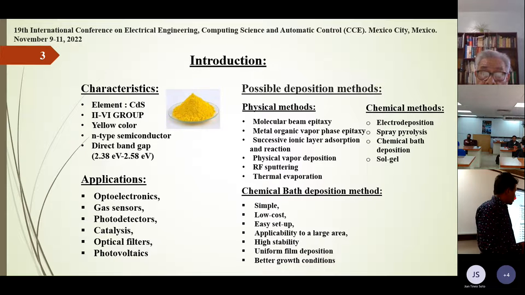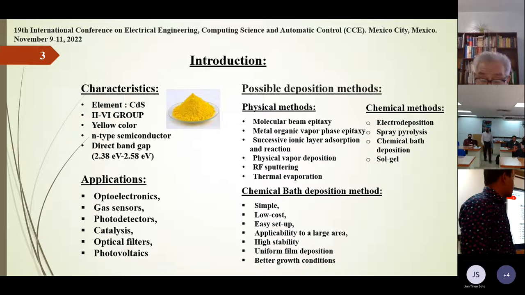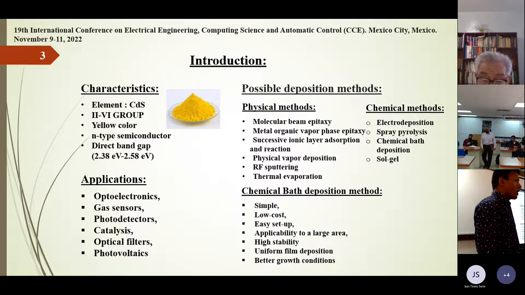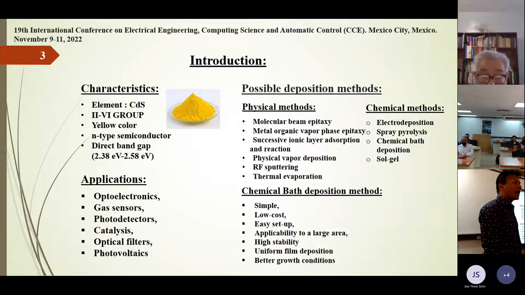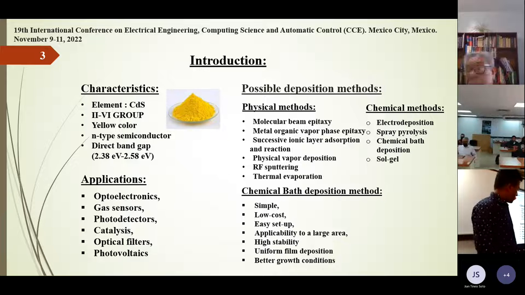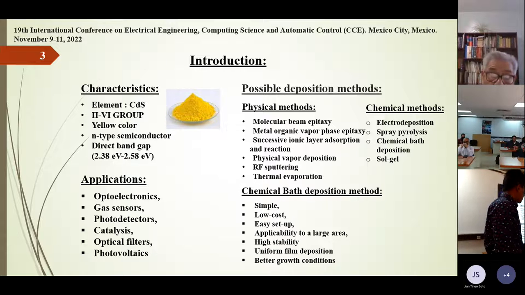Among them, we focused on the chemical bath deposition method due to its advantages. It has various advantages, such as simplicity and low cost for the fabrication of the material. You can easily set it up, it is applicable to large areas, and has high stability. The main thing is uniform film deposition. Finally, it can have a better growth rate compared to the physical methods.